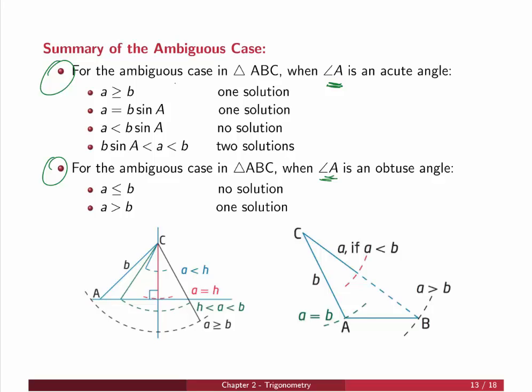If A is greater than or equal to B, one solution, and so on and so forth. You can see what we're going to do is first test, given the information we have, how many solutions there'll be. If there's no solution, then there's nothing we can do; we're done. If there's one solution, we're going to find that solution. And if there are two solutions, then we'll find both of those.